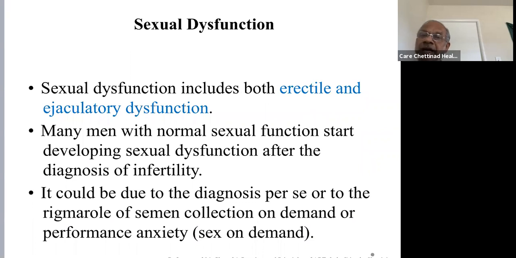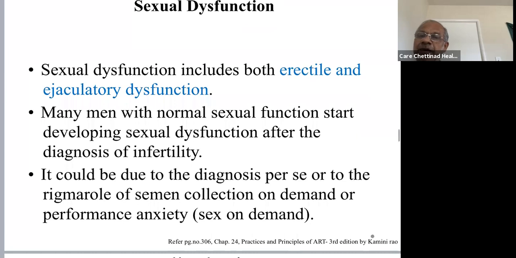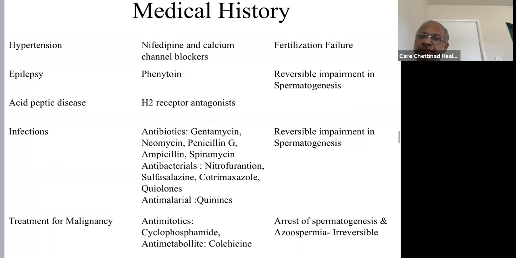And remember, people also have sexual dysfunction. Sexual dysfunction includes both erectile and ejaculatory dysfunction. Many men with normal sexual function start developing sexual dysfunction after the diagnosis of infertility. And the mere fact of asking to collect a semen sample in the hospital can lead to performance anxiety and sexual dysfunction. In fact, 25% of men develop sexual dysfunction when they are told they have azoospermia. So infertility is a very psychologically demanding situation. So please bear it in mind and be very sensitive in handling this situation.